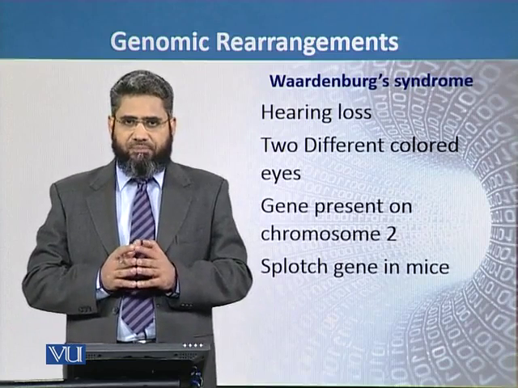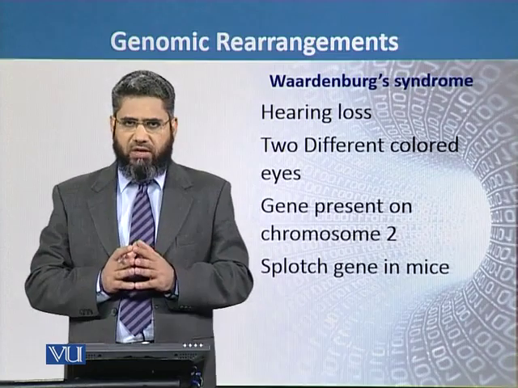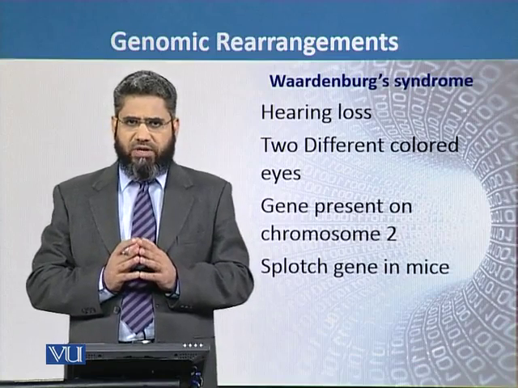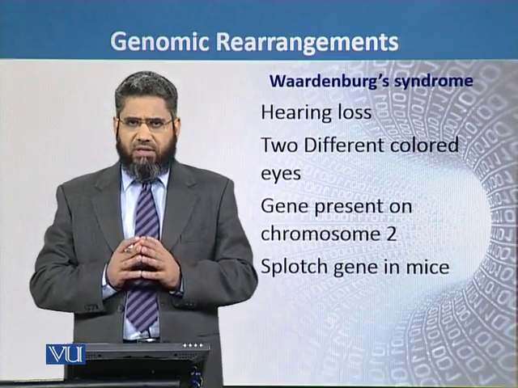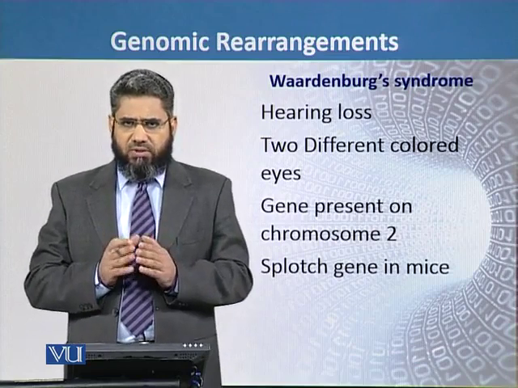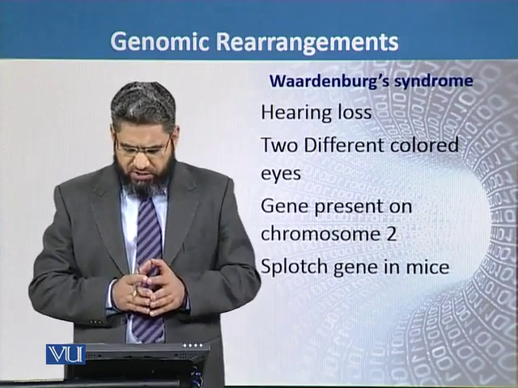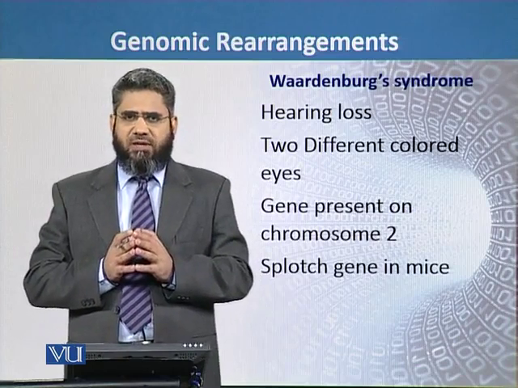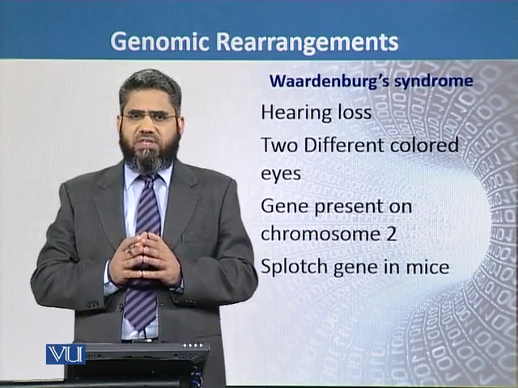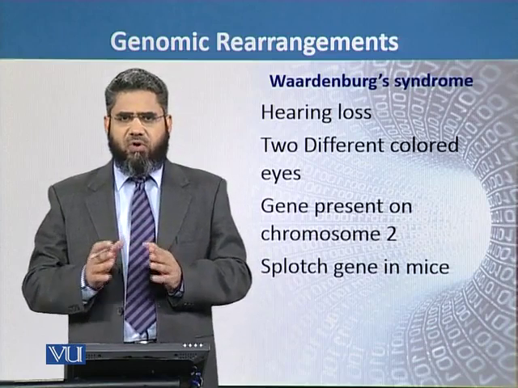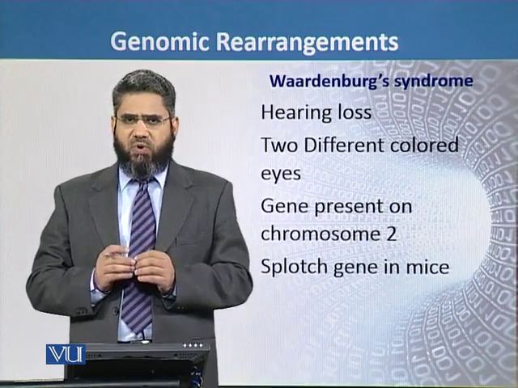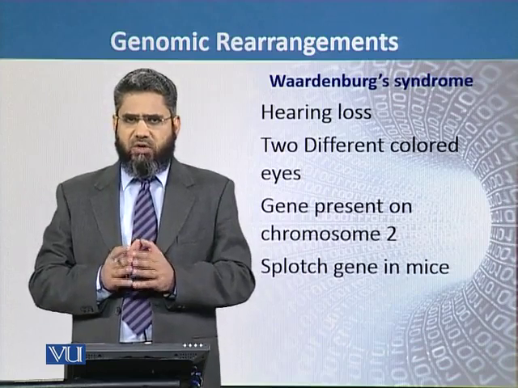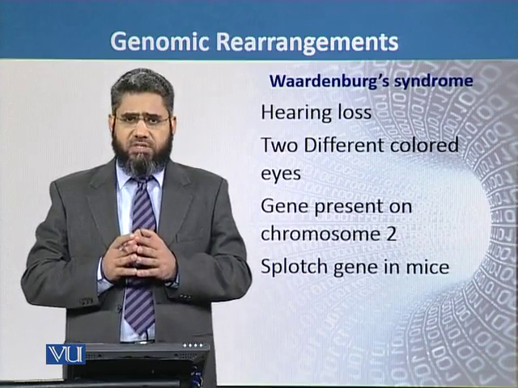The second clue was that some of the scientists were working on mouse mutants. They identified some of the mutants as splotch mutants, because in the splotch mutants, the mice also have the same pigmentary abnormalities and have white spots in patches, just like the patches in humans with Waardenburg syndrome.